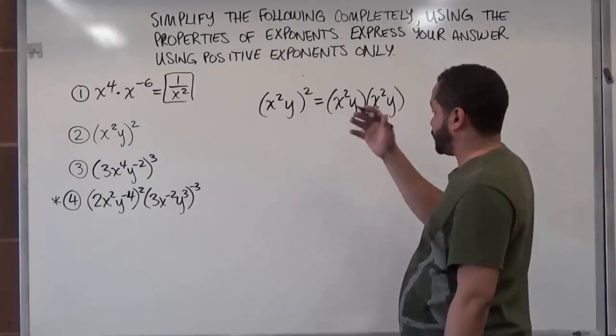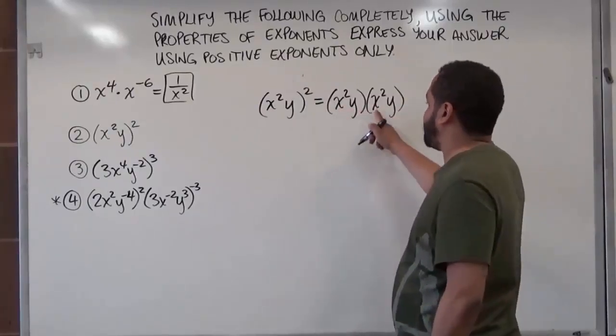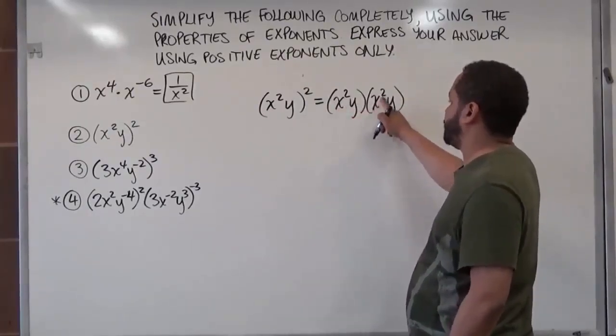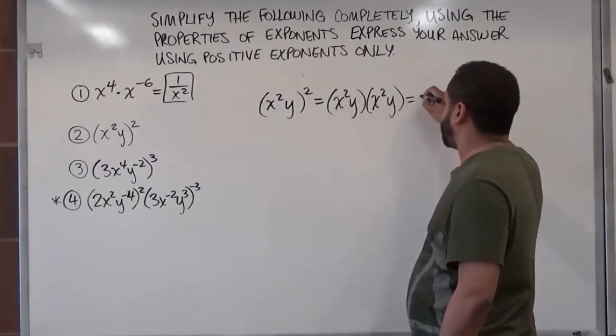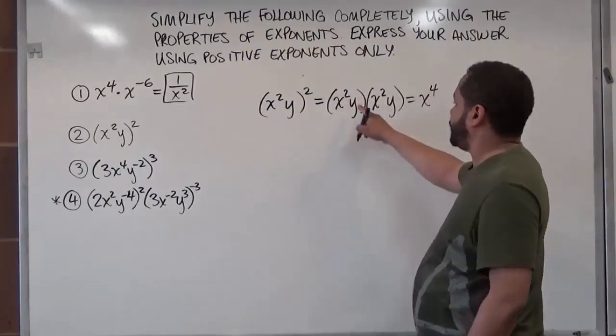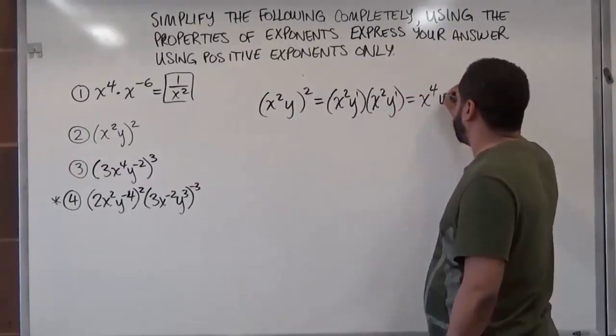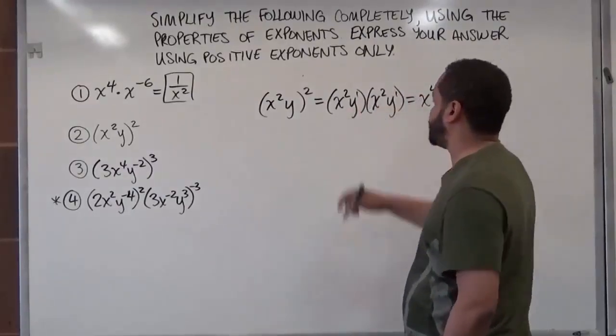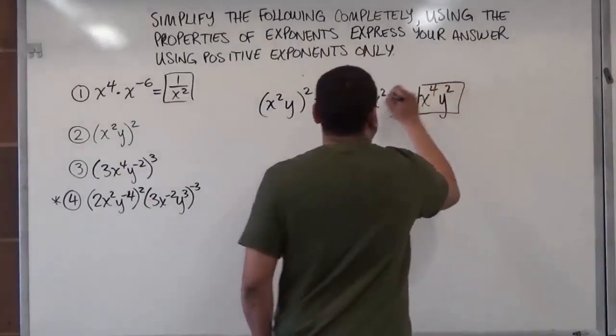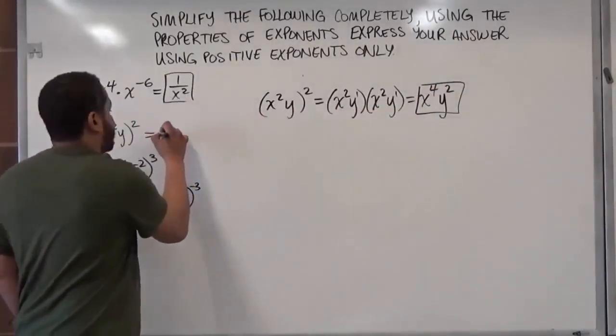And again, using the rules of exponents, we're adding the powers, x squared times x squared. We're adding the 2's together. That gives us x to the fourth. Y to the first times y to the first is equivalent to y to the second, because 1 plus 1 is 2. Here's our solution for that, right? Let me just go putting that over here for now.